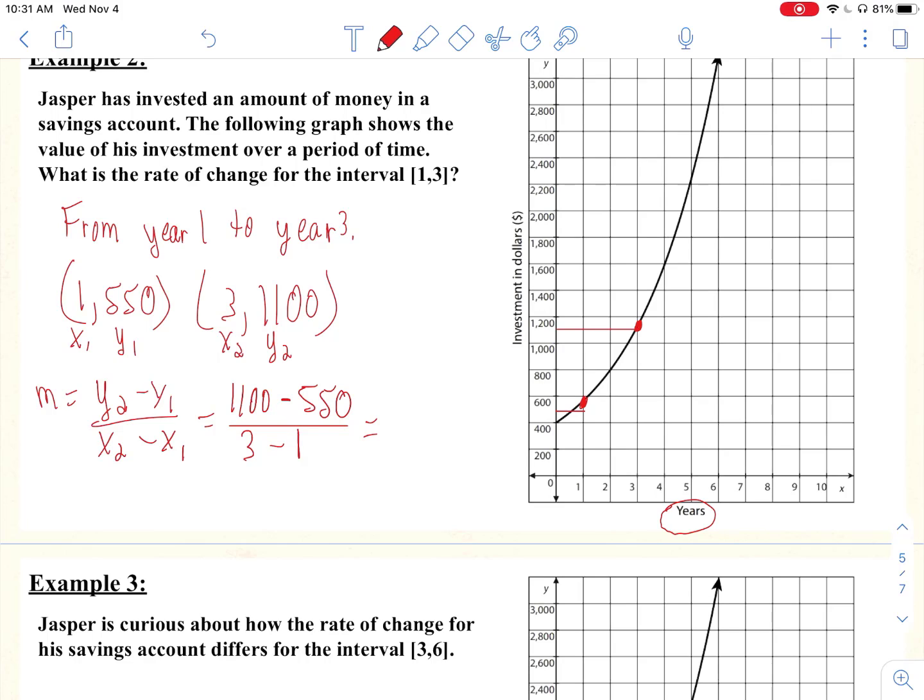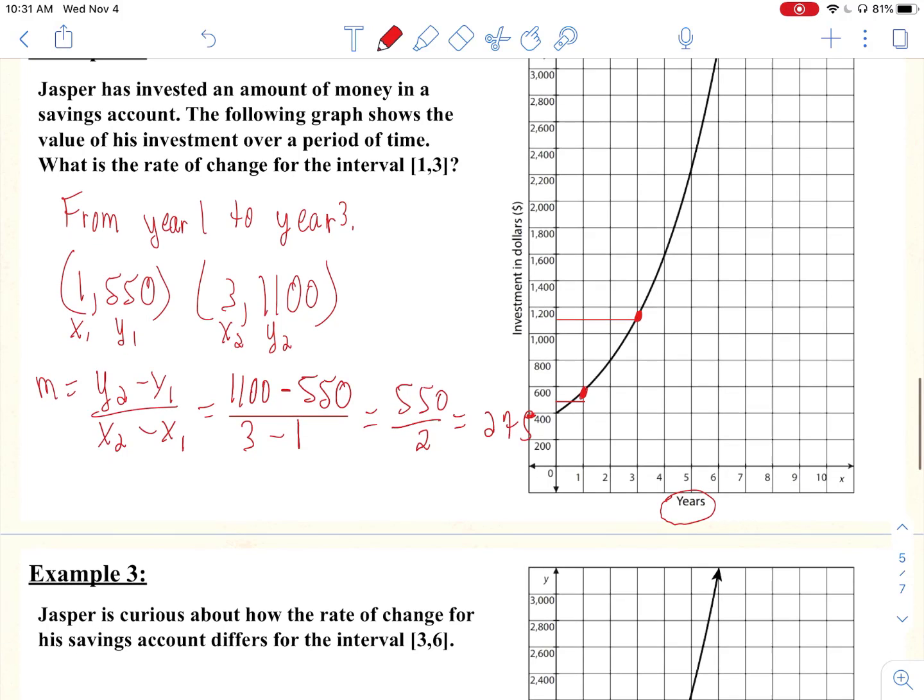1,100 minus 550 is going to give us 550. 3 minus 1 is going to give us 2. If I take 550 divided by 2, that's going to give me 275. And given this problem, we need to make sense of what this 275 represents.